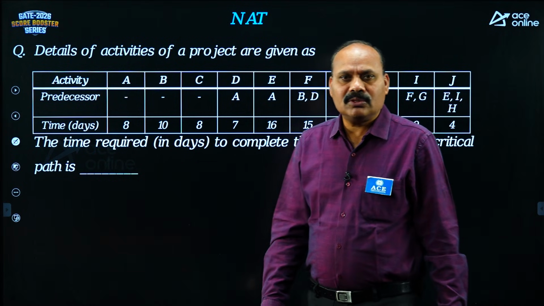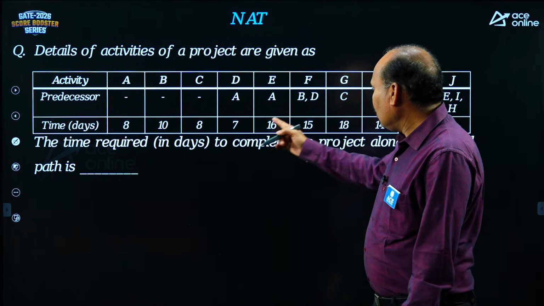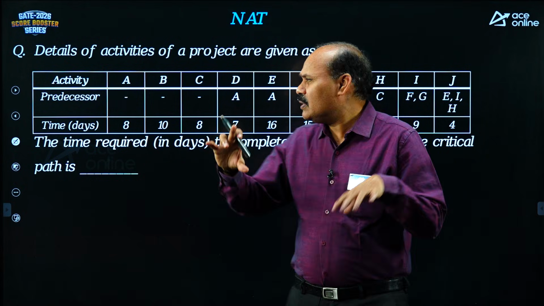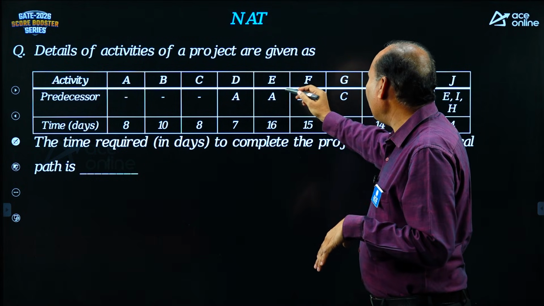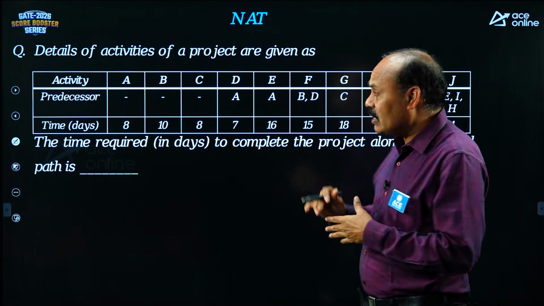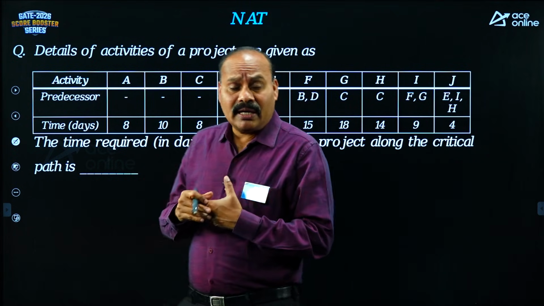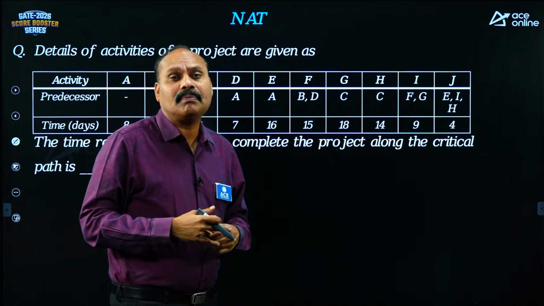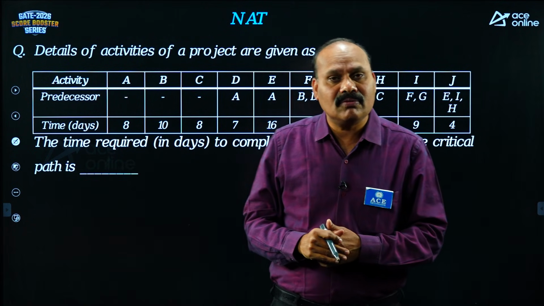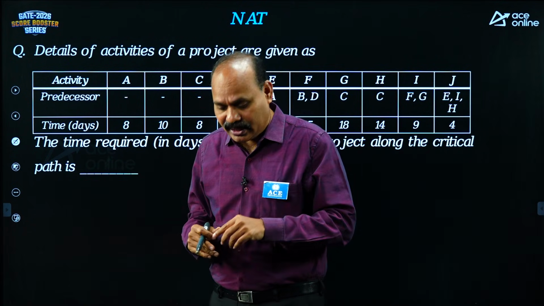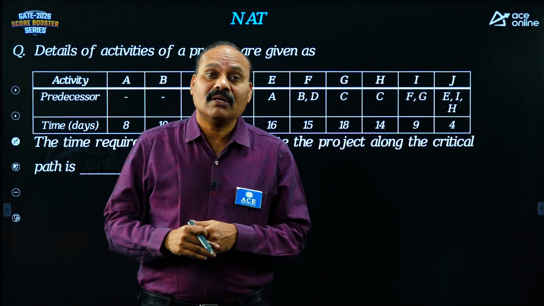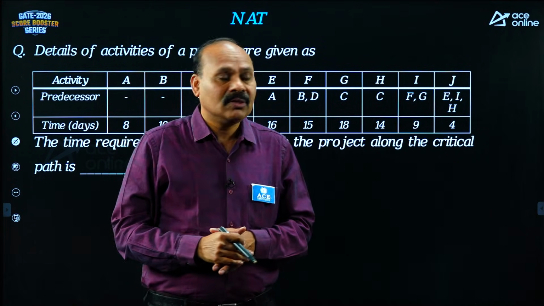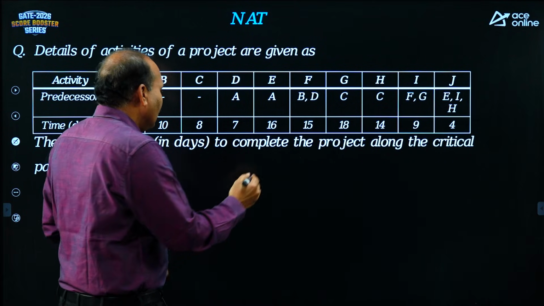Next, this question is NAT. A big table, and this table contains how many things now? 4, 5, 6, 7, 8, 9, 10 activities. 10 activities, and the question is the time required to complete the project along the critical path. It's very simple. Critical path or project completion time. What is the best thing? You can make use of an AON diagram instead of AOA. So start the AON diagram.